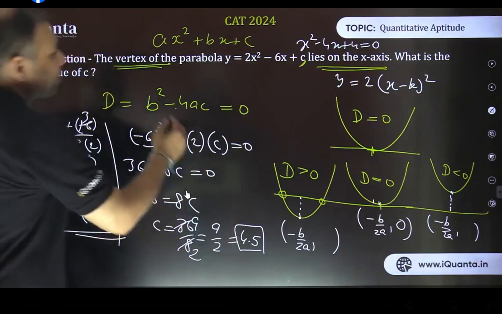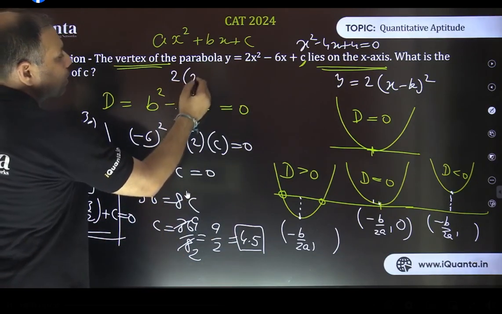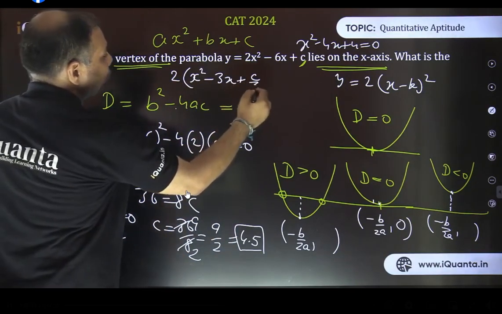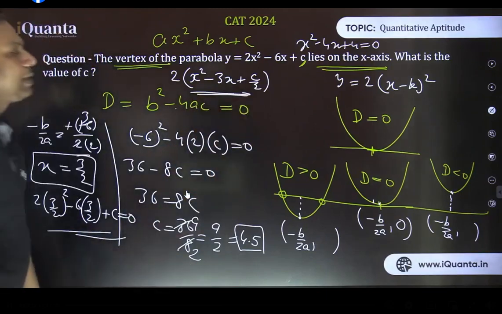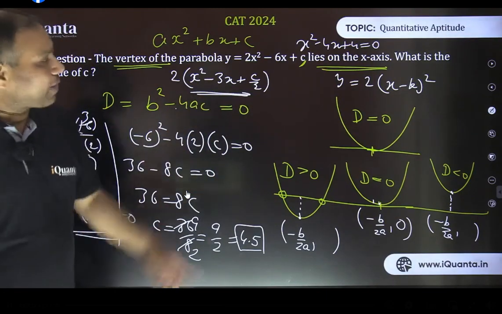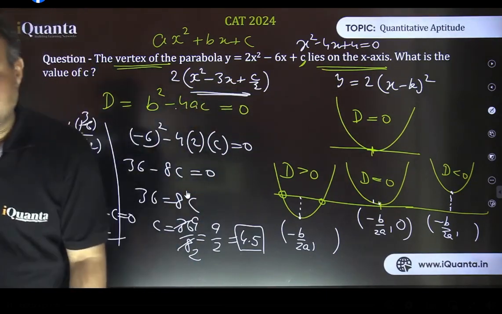So just complete the perfect square. Let's see. If I take 2 common, this is x square minus 3x plus c by 2. So this term must be a perfect square, and I'm sure you can easily complete the square and find the value of c. There are different ways we can think, but that was the best one.